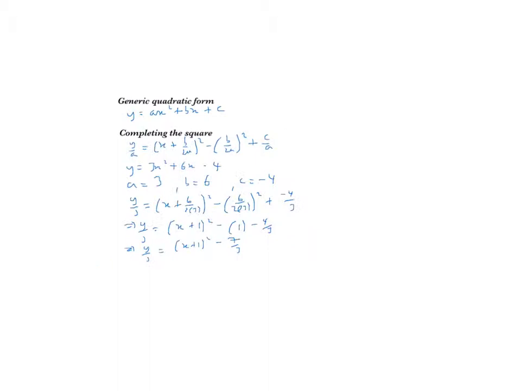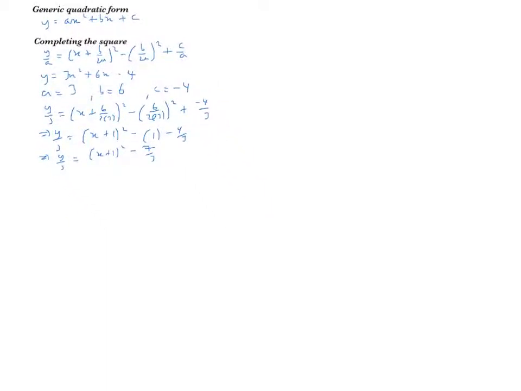As I said in the previous example, we need to times both sides by this a here to get it in the form y equals. So we get 3 times x plus 1, all squared, minus 7. We've now completed the square. So again, let's do what we set out to do: to find the minimum point, the x-intercepts and the y-intercept.